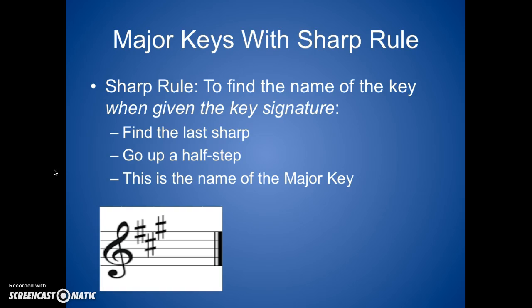And to identify the key signature using the sharp rule, we have to go to the last sharp that is given to you and go up a half step to identify the major key that you're in. So if we look at the example below, we can see that our last sharp is a G sharp. So if we go up a half step from G sharp, what note do we get? A. So that means we're in A major.